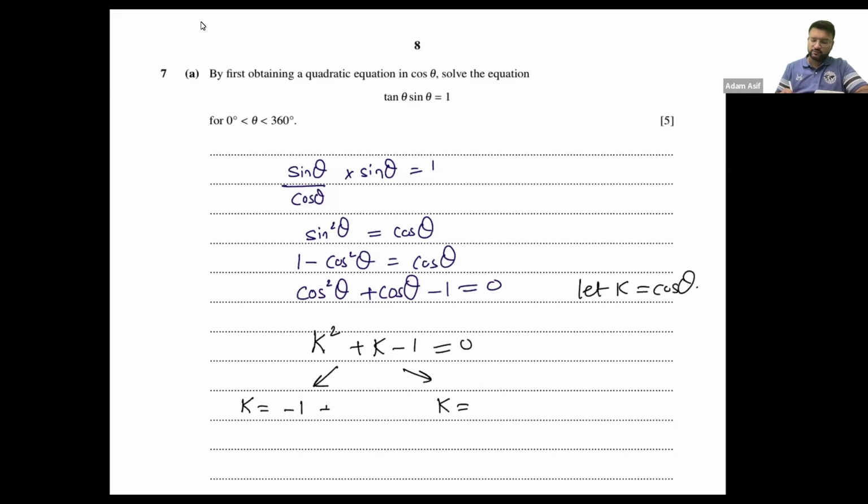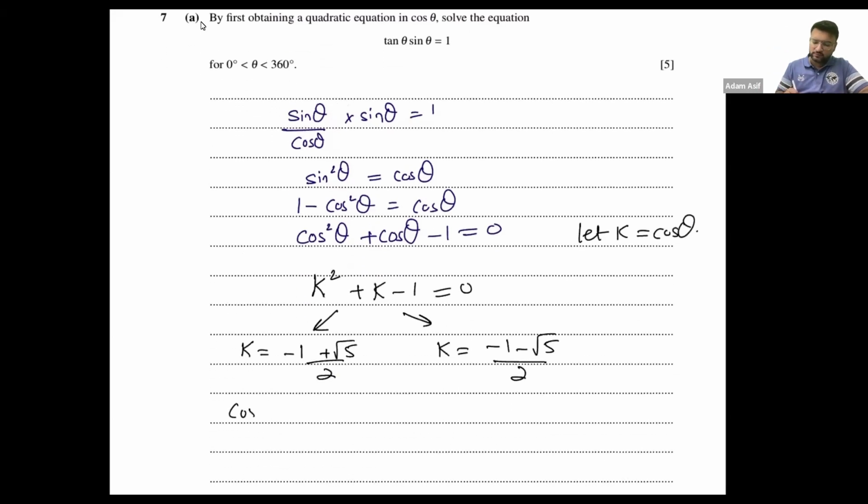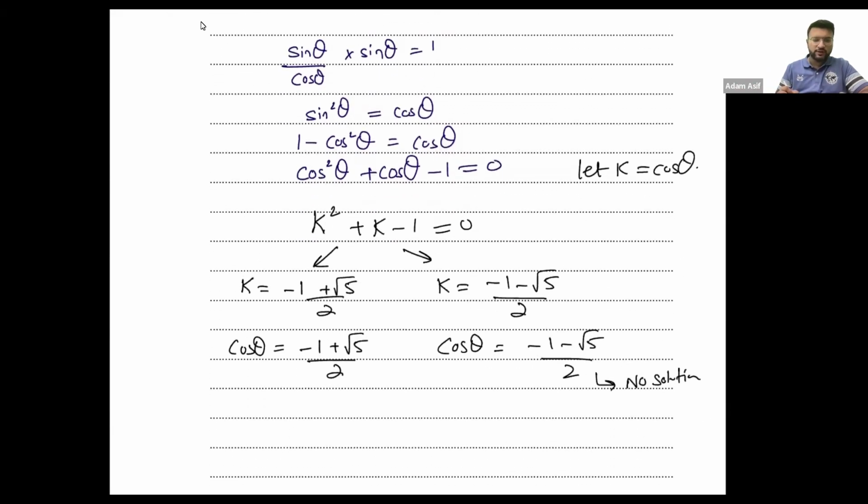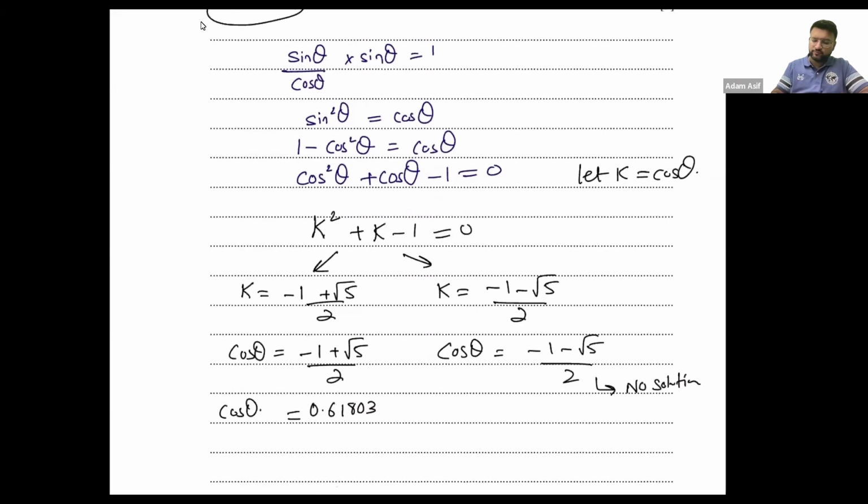I'm getting one value as (-1 plus square root 5)/2 and the next one is (-1 minus square root 5)/2. Now this is equal to cos theta. You cannot have any solutions from here because this is lesser than -1. Cos theta ranges between -1 and 1, so no solution from here. This value is around 0.6180.